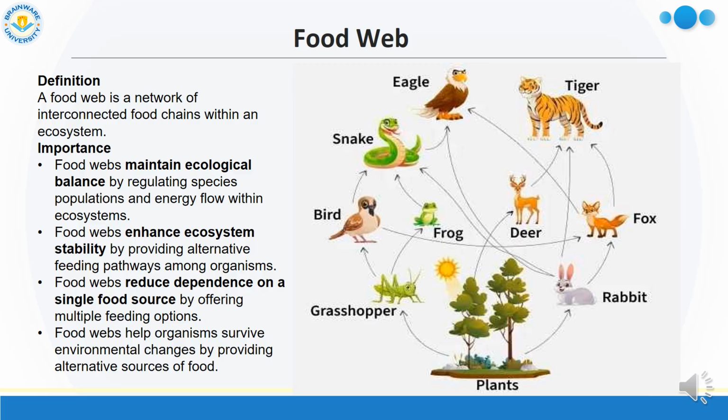In this picture, you can see the plants are actually producers and the consumers may be grasshopper, may be rabbit. These are the primary consumers. Then in the second level, or secondary consumer, may be fox. So rabbit can be eaten by fox or rabbit can be eaten by snake, etc. So there are so many food chains present in the food web.